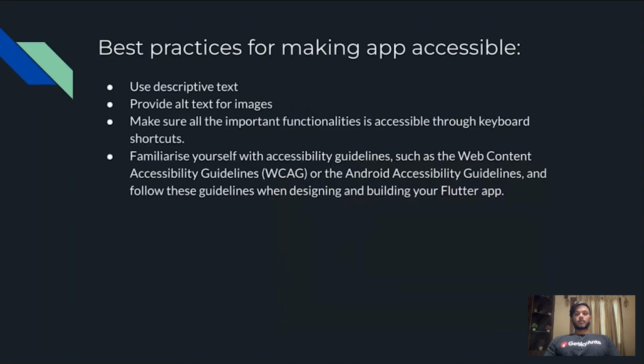These are some of the best practices for making apps accessible. Use descriptive text so that it will give context and meaning to the users. Provide alternate text for images. Make sure all the important functionality is accessible through keyboard shortcuts. And the last, familiarize yourself with accessibility guidelines, such as the Web Content Accessibility Guidelines or the Android Accessibility Guidelines. We have to follow these guidelines when designing and building our app, which are also available online, so you can go through them.